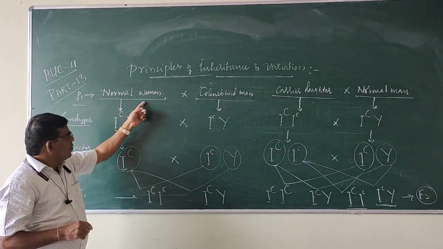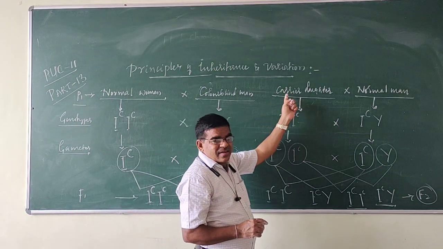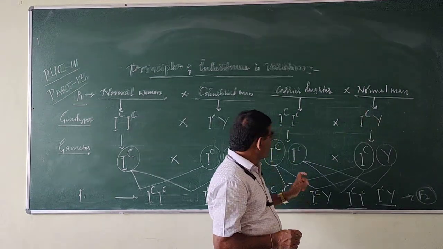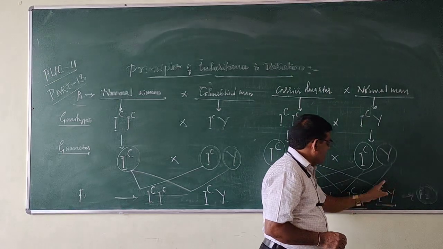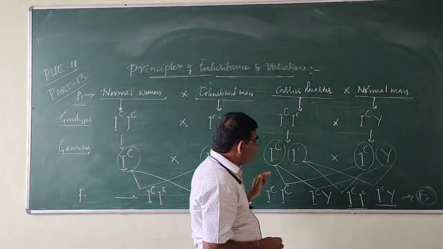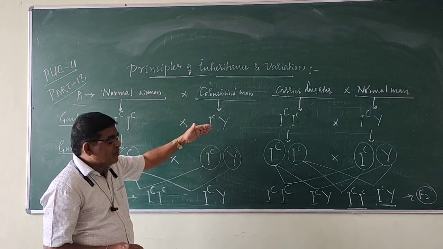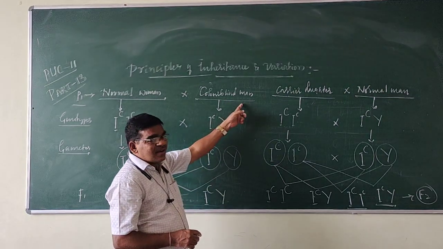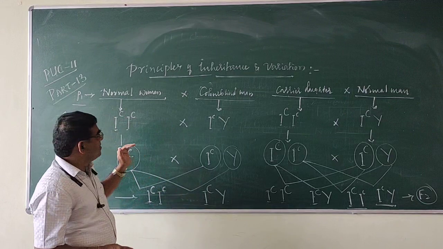Clear? So, a normal woman marries a color blind man. In the F1 generation, all offspring are normal, but the daughter is a carrier. Then F1 self: carrier daughter with normal man. In the F2 generation, the grandsons suffer from color blind. In sons of the F1 generation, color blind is not expressed, because it shows crisscross or zigzag inheritance. So the sex-linked disorder always transmits from father to grandson through the carrier daughter. Clear? This is about color blindness.